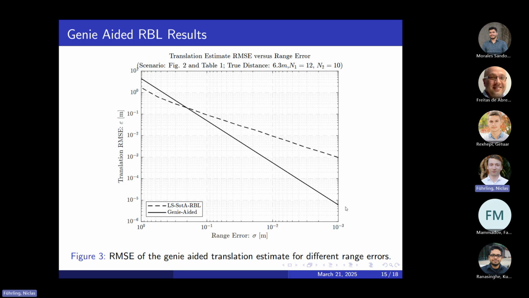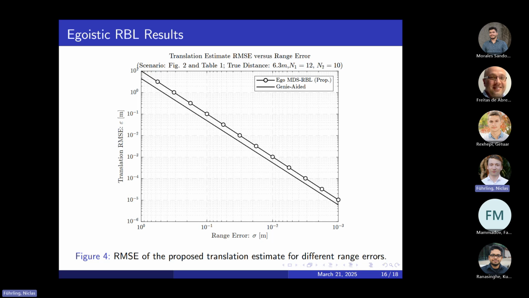and then for lower range errors, it will outperform it. But then to see how the actual egoistic method performs, we can just compare the genie-aided now to our egoistic method. And you can see that it's actually only slightly worse. So the difference of these two lines is that the lower one is the genie-aided, where we know how the target looks, and the top one with the ball markers is the one where we don't know how it looks.